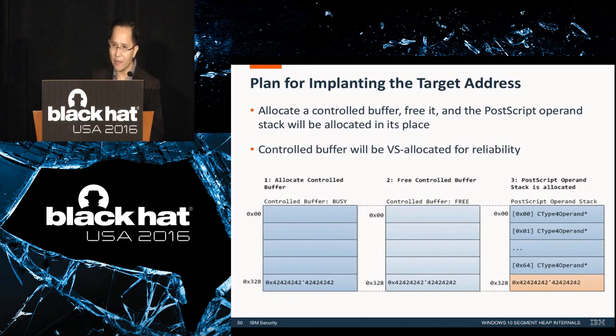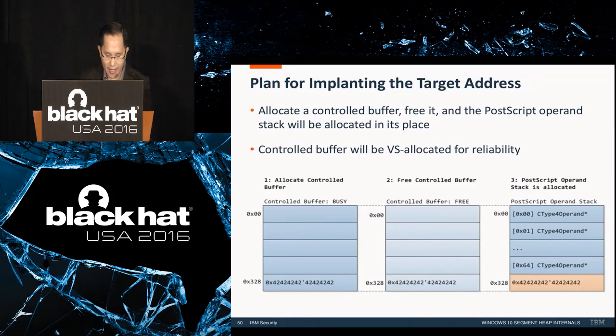Now that we have an understanding of the vulnerability, the plan to implant the target address after the PostScript operand stack is as follows. We allocate a control buffer and set offset 328 with the target address. And we free the control buffer. And when the PostScript operand stack is allocated, the free VS block of the freed control buffer will be returned by the heap manager and will be used for the PostScript operand stack.